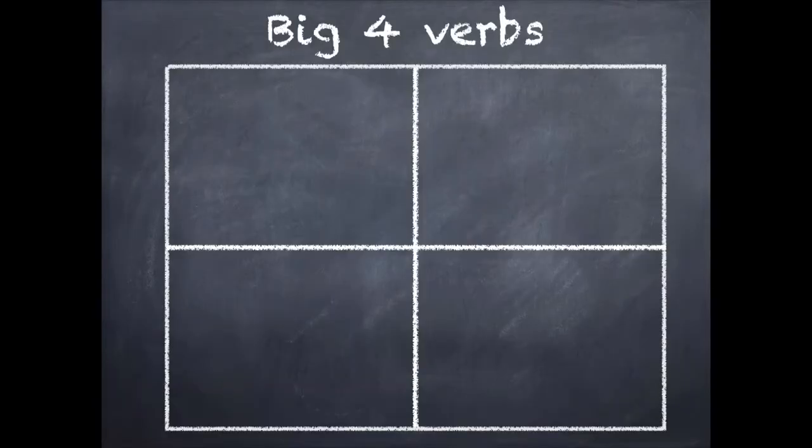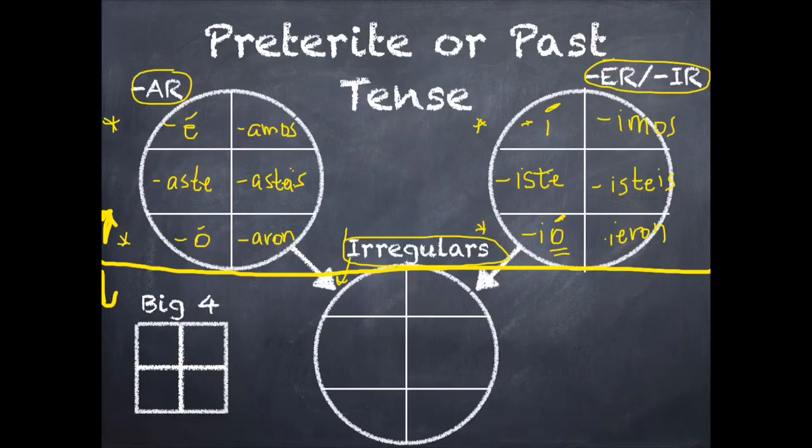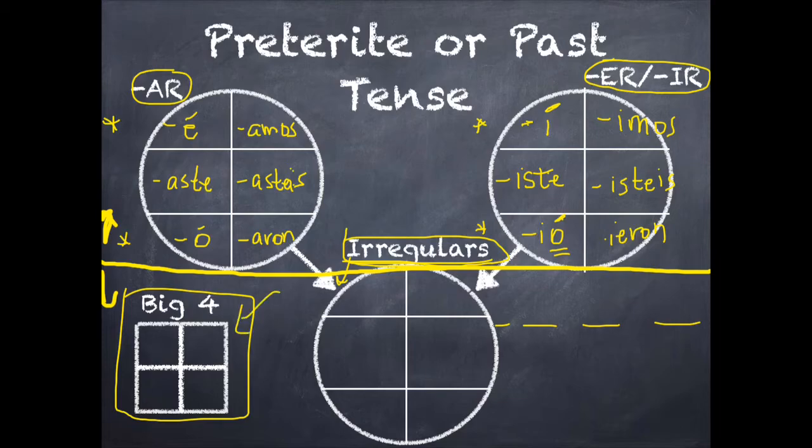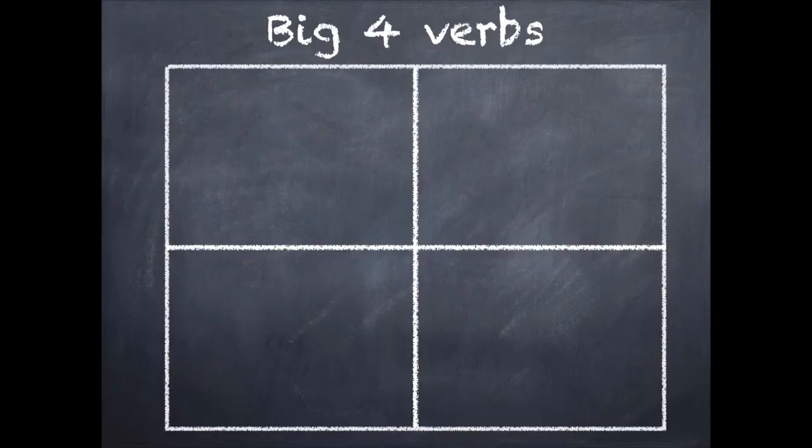Okay, we're going to talk about the big four. Now going back, you notice that the big four are over here underneath in the irregulars, okay? Because there are certain irregulars that have a pattern. They follow a mold, whereas the big four follow no pattern. So we call them the big four because there are only 4 verbs that are extremely irregular. They follow their own rules. So let's take a look and see which ones those are.